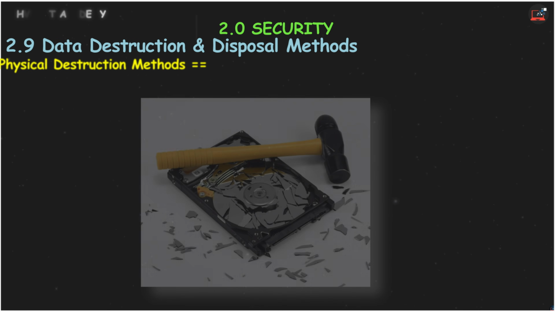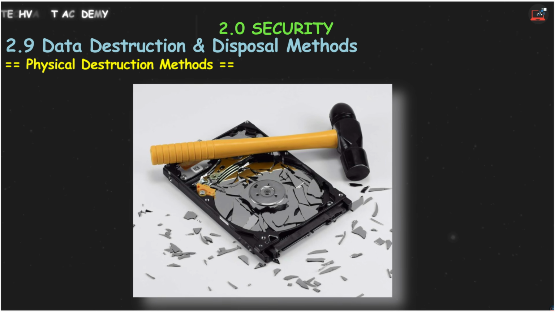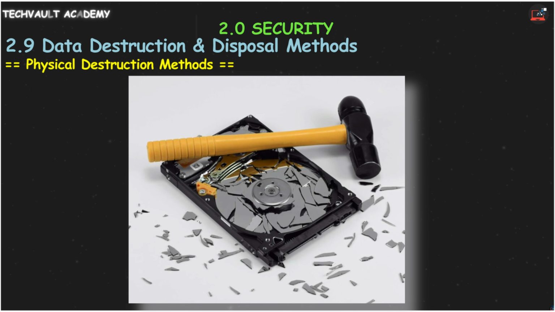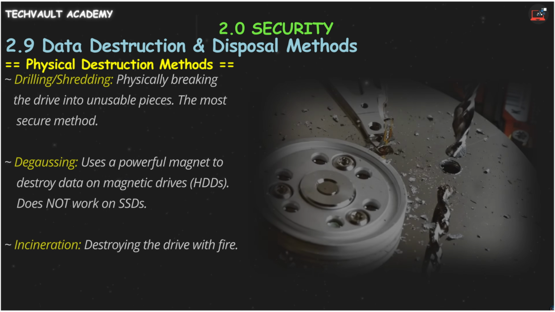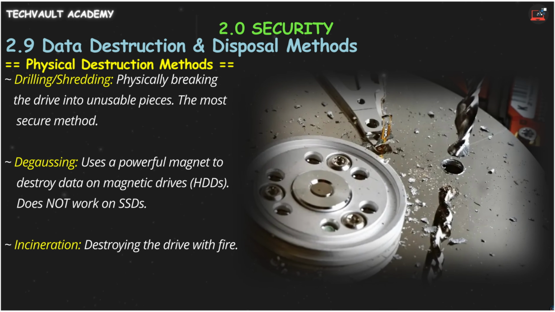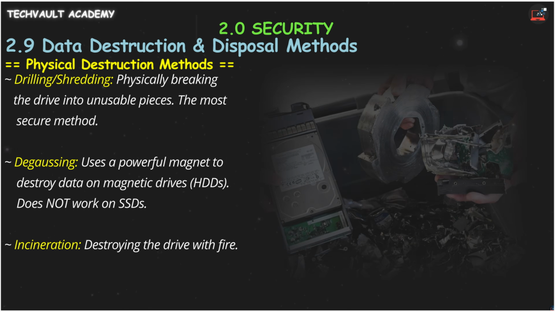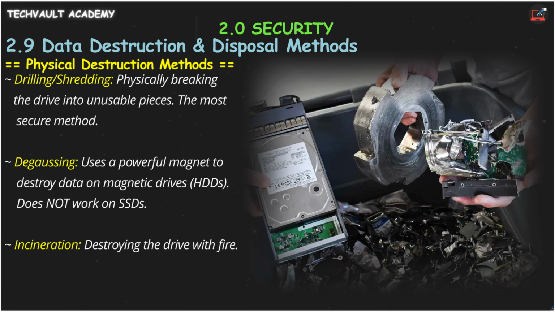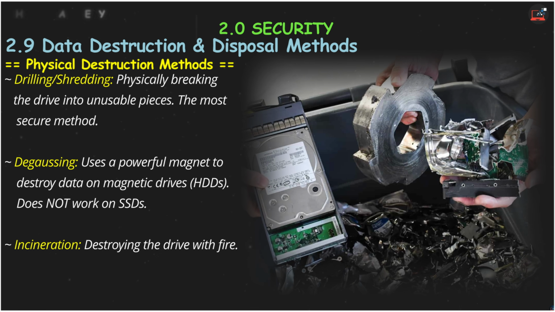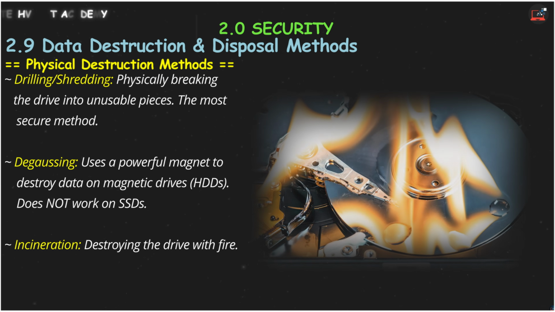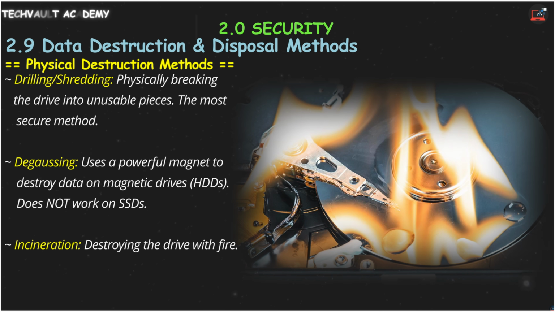First, let's look at physical destruction, which offers the highest guarantee that data is unrecoverable. For a small number of drives, you can simply drill holes directly through the magnetic platters, or even use a hammer. For large-scale operations, industrial shredders grind the drives into small, useless metal fragments. You can also use incineration to completely destroy the drive with fire.